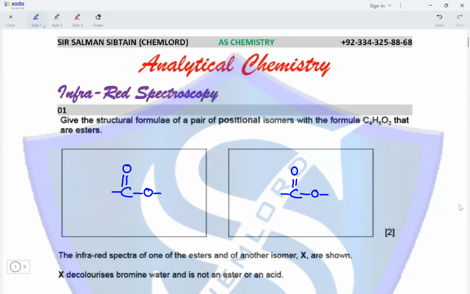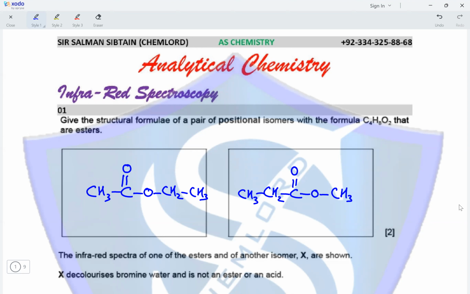On one of the esters, we can have a CH3 group here, a CH2 group here, and a CH3 group here. And on the other one, we can have a CH2 and a CH3 group on this side of the C=O group and a CH3 group on this side of the oxygen atom. So in this way, we have made 2 positional isomers which are esters.